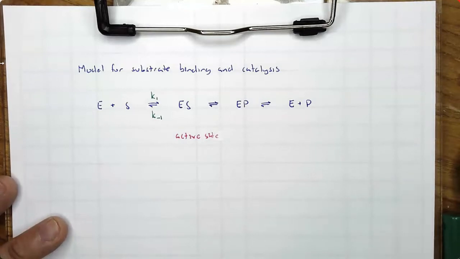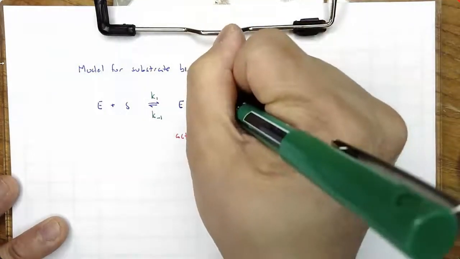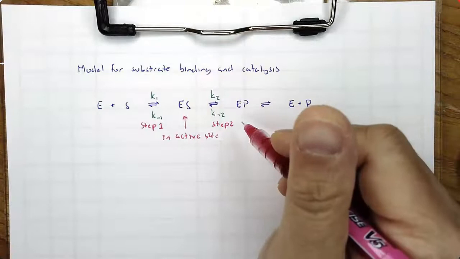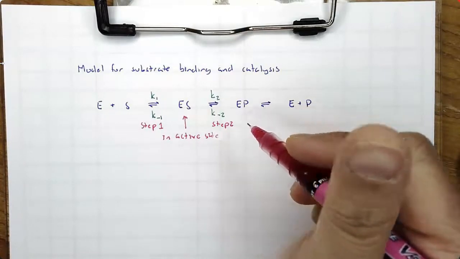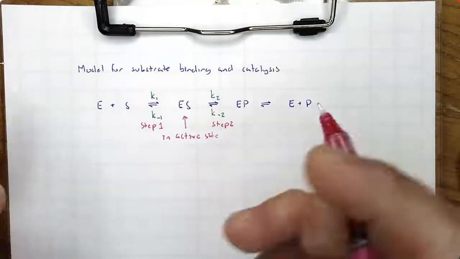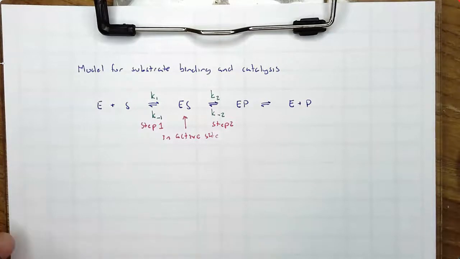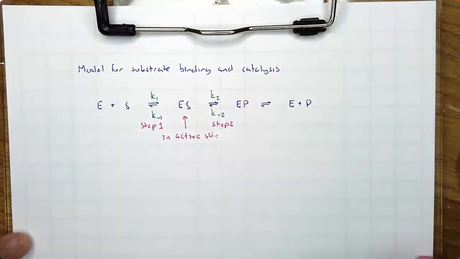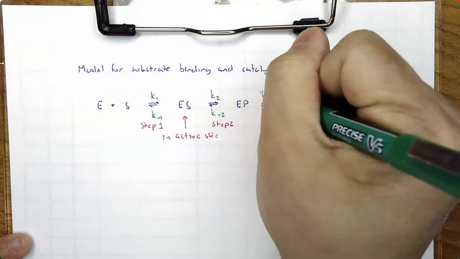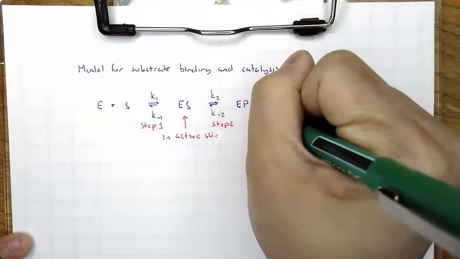Now, the reaction occurs, and that will be step 2. The substrate is turned into the product, and then it has to be released. That's typically called turnover. And that is K3. And this is K-3.